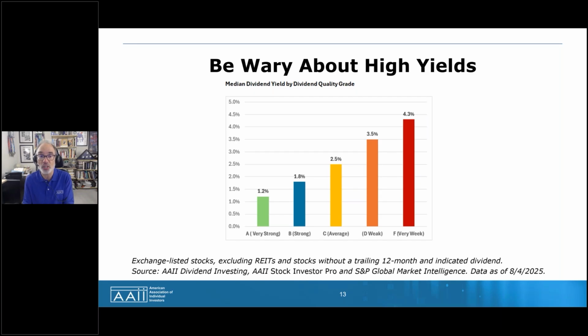And so we can see this relationship in this chart. The green bar over here, and I'm moving my mouse over here, so hopefully you can see it, on the left side. Those are the stocks with the strongest dividend strength scores. As you can see, they have the lowest yields, 1.2%. And as the grades get worse from B to C to D to F, look at what happens with yield. They rise. So while the stocks with grade A have a yield of 1.2%, the median for the stocks with grades of F is 4.3%. Those yields are rising because investors are pricing in growing levels of risk.